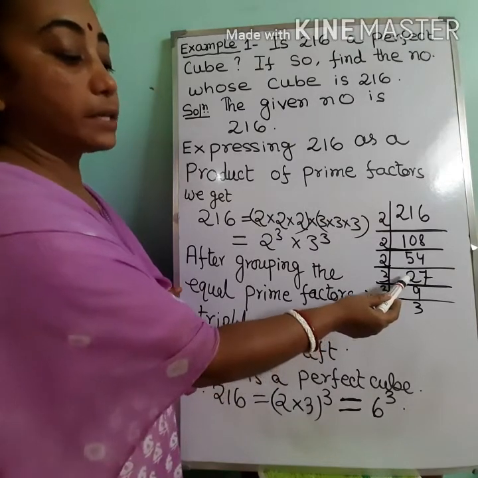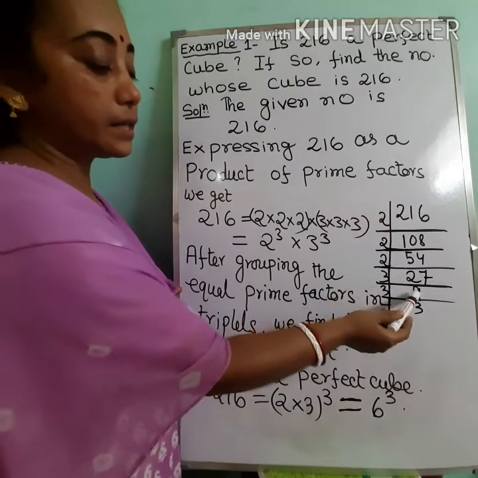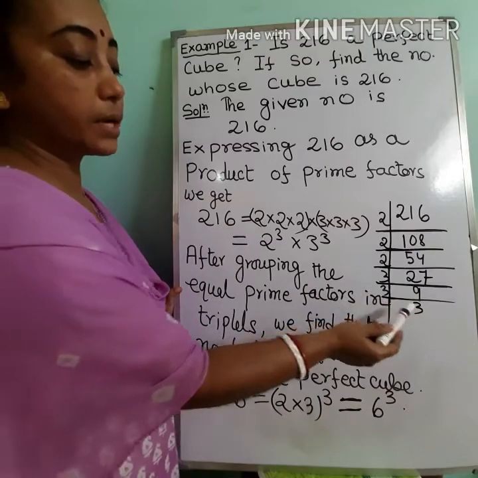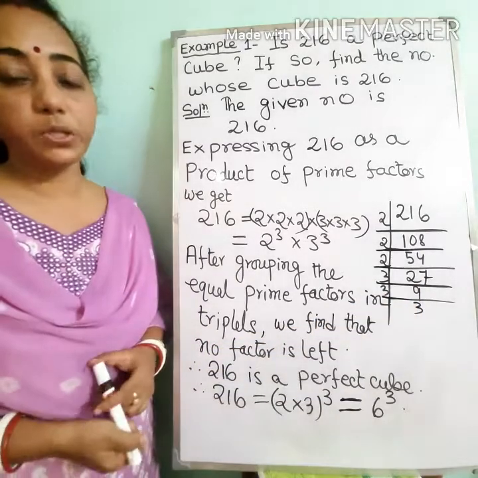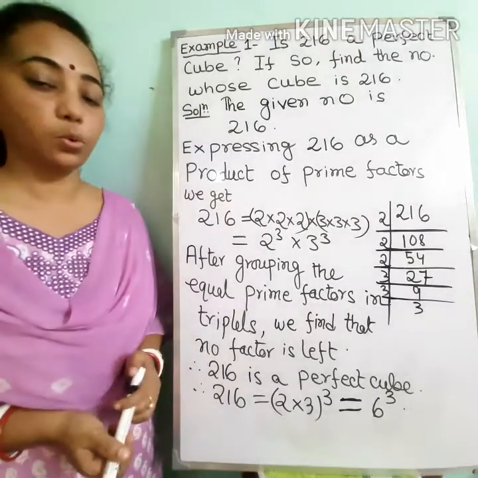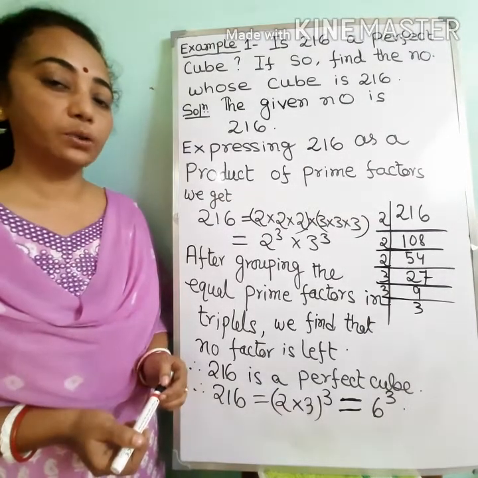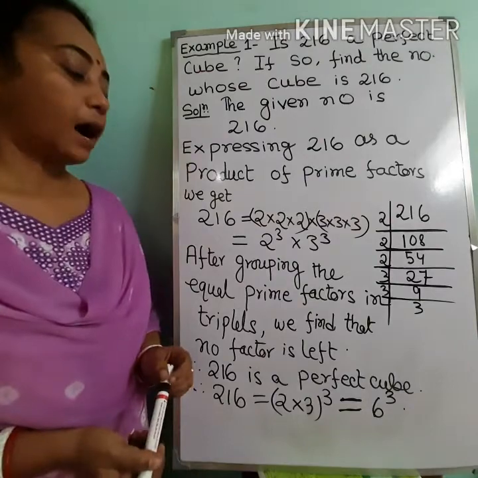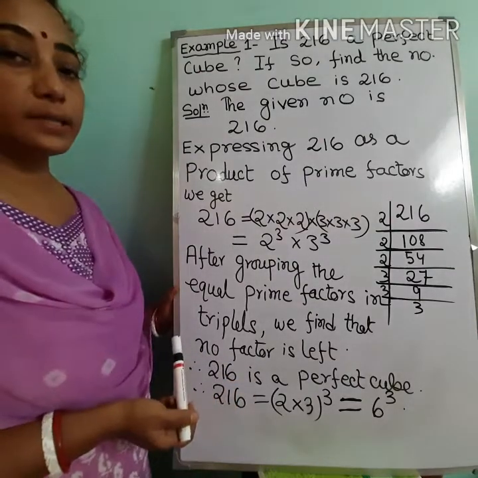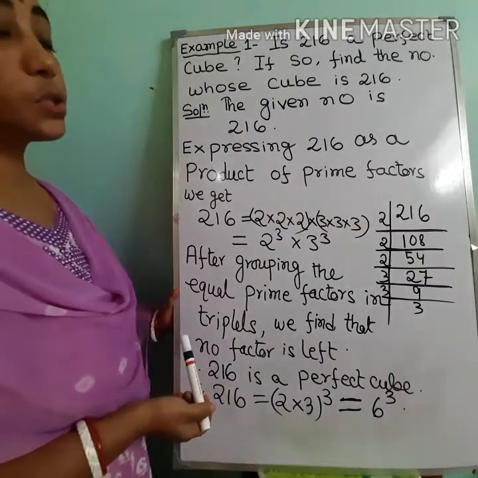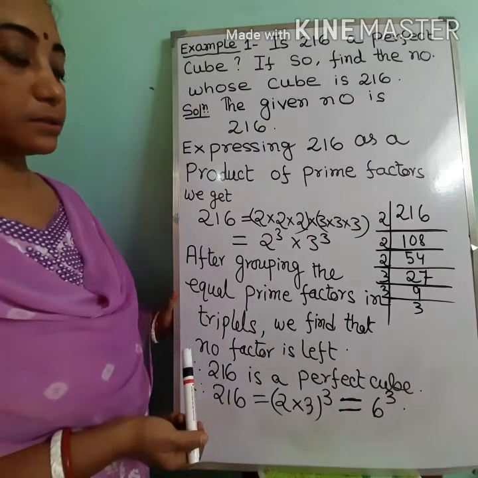So we divide it here by 3. Then we are getting 9. So divided by 3 we are getting 3. As in the last we are getting the prime number, no further calculation is required. We can stop our calculations here. After that we express the given number, that is 216, as a product of all its possible prime factors.